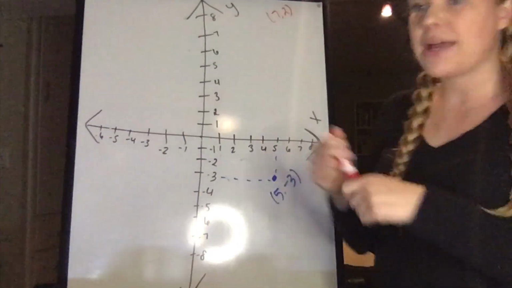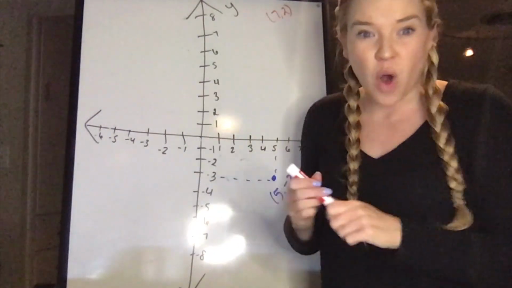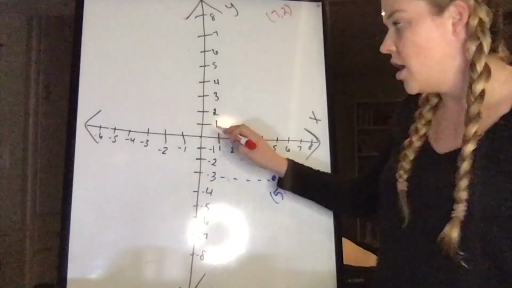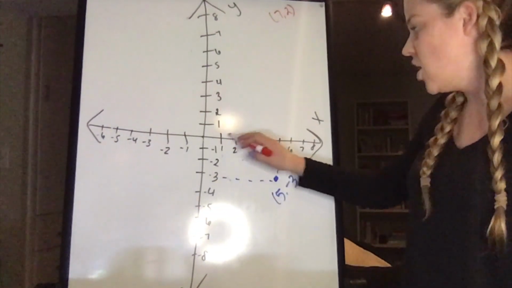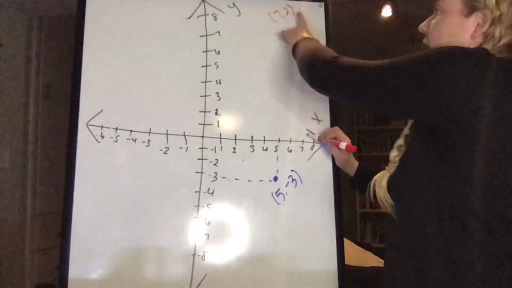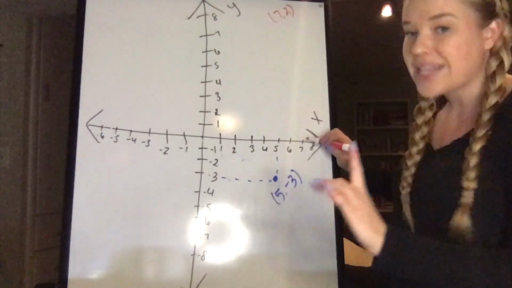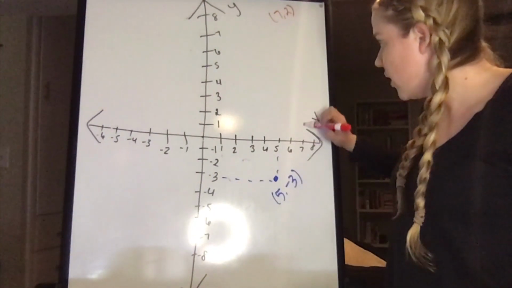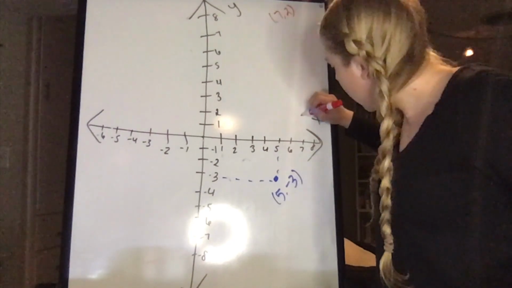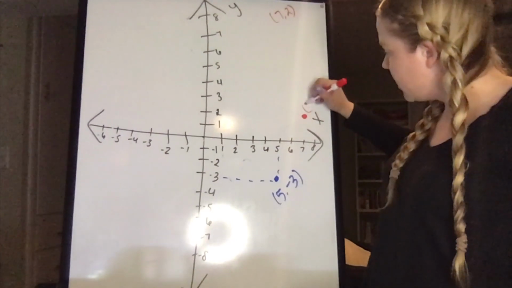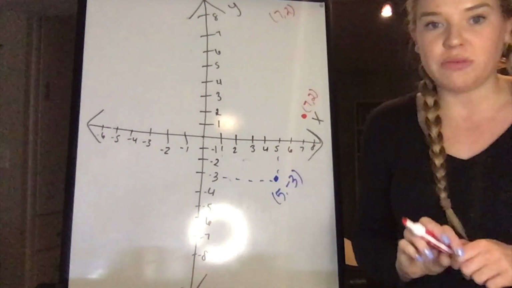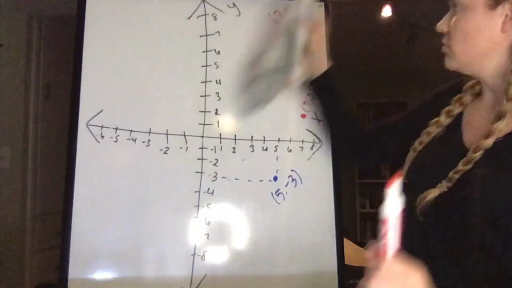7, 2. What that means is I'm going to start at my home, and I'm going to walk 7 spaces. I'm staying on my x-axis. So I'm walking over to 7, and then I'm taking the elevator up to 2. I know it's up because it's positive. So I'm going over 7 and up 2. This is where your plot should be, right around there.